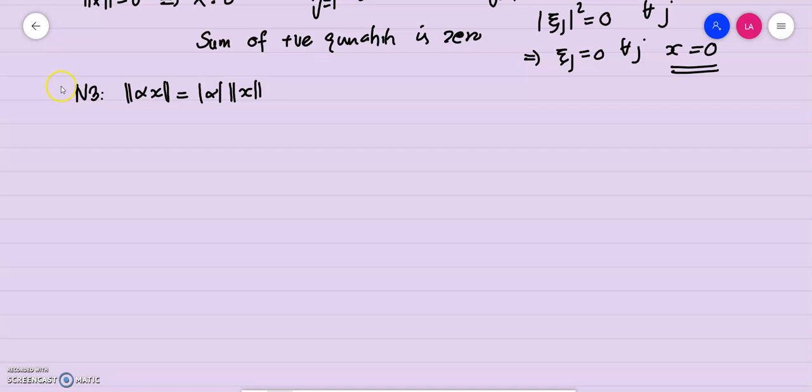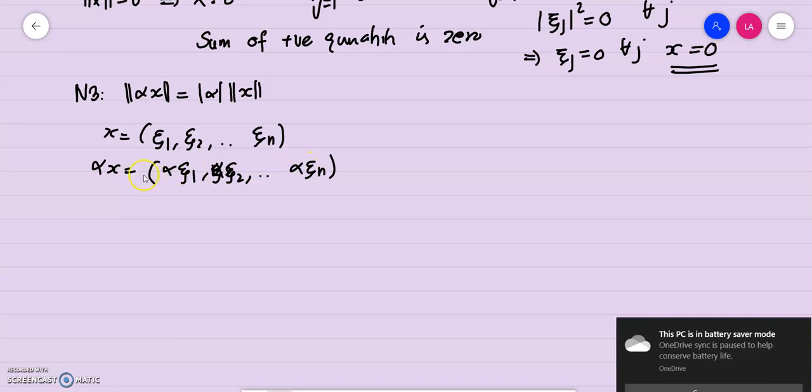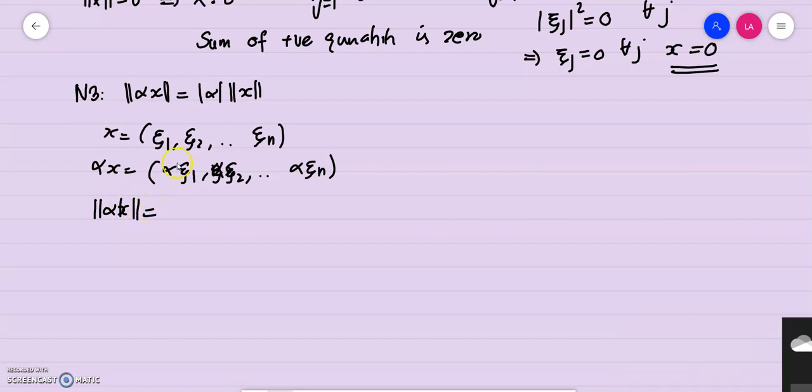Here, x is written as theta 1, theta 2, etc., theta n. So alpha x should be equal to alpha theta 1, alpha theta 2, etc., alpha theta n. Moving on to norm of alpha x, I use the modulus definition for this, which is common for both real and complex numbers.